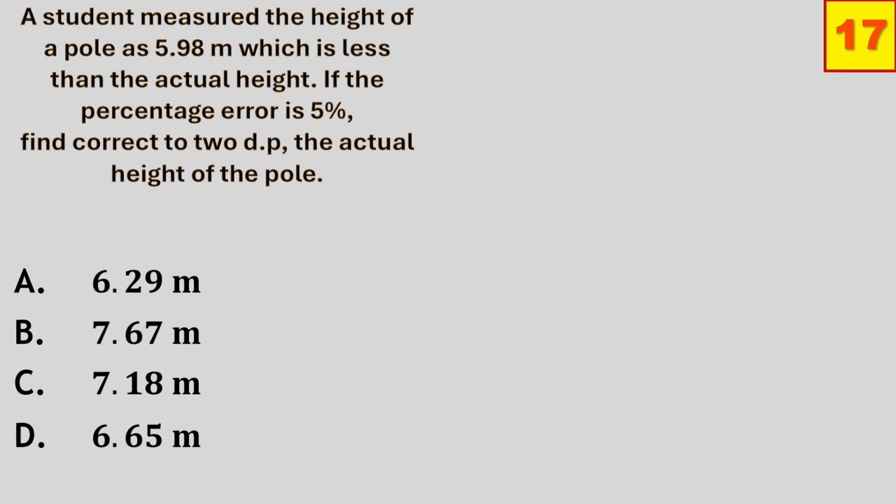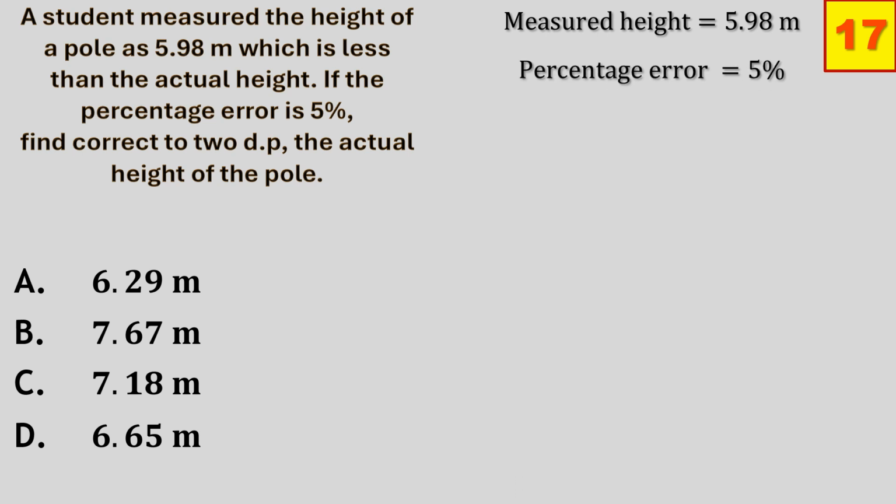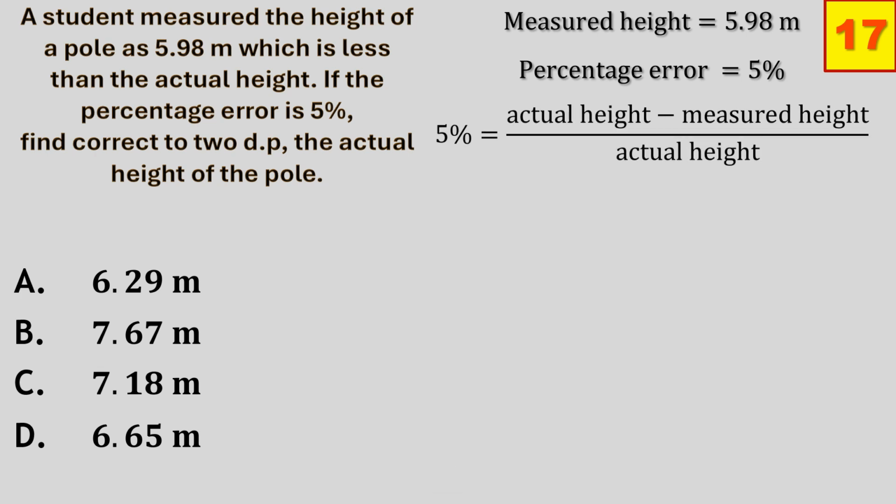A student measured the height of a pole as 5.98 meters, which is less than the actual height. If the percentage error is 5%, find correct to 2 decimal places the actual height of the pole. The percentage error is equal to the positive difference between the measured height and the actual height divided by the actual height. So we are subtracting the measured height since it is less than the actual height.